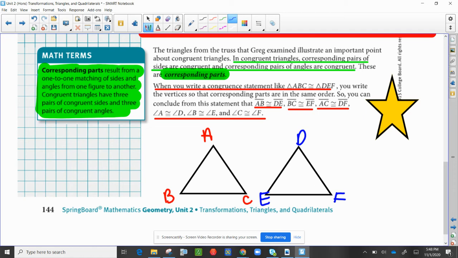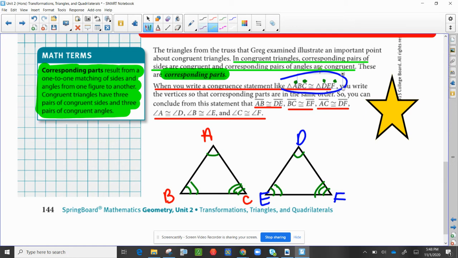So if they are congruent triangles, and we write it using that congruent statement, everything's going to correspond with each other. So for example, angle A goes with angle D. Angle B goes with angle E. Angle C goes with angle F. So if I look at it here, A is the first letter, D is the first letter. C is the last letter, F is the last letter. So you can also look at the congruent statement and know what angles are supposed to match up.